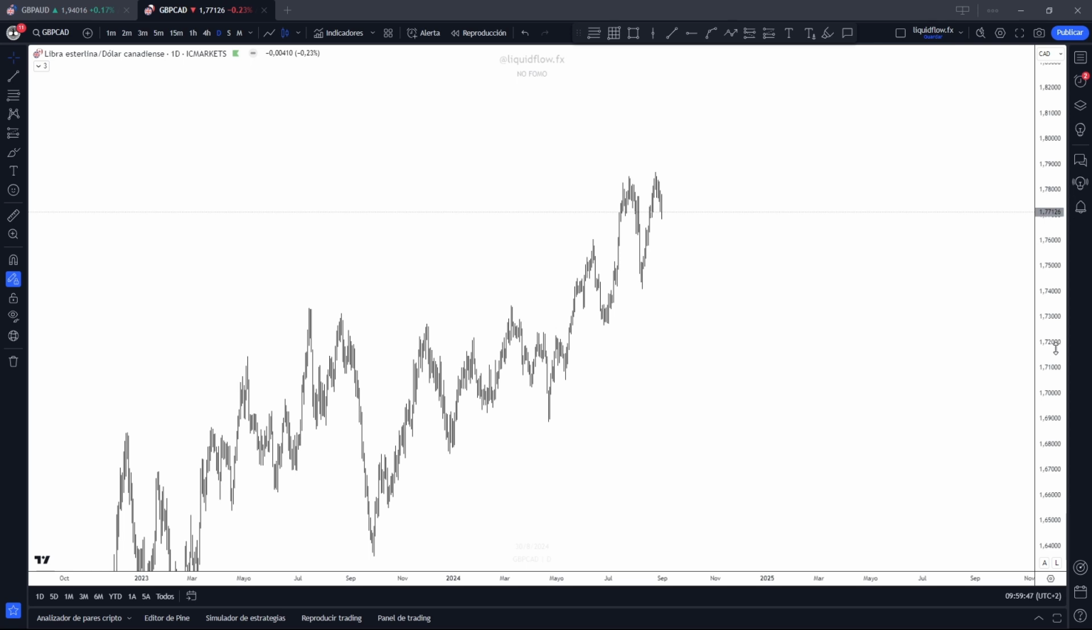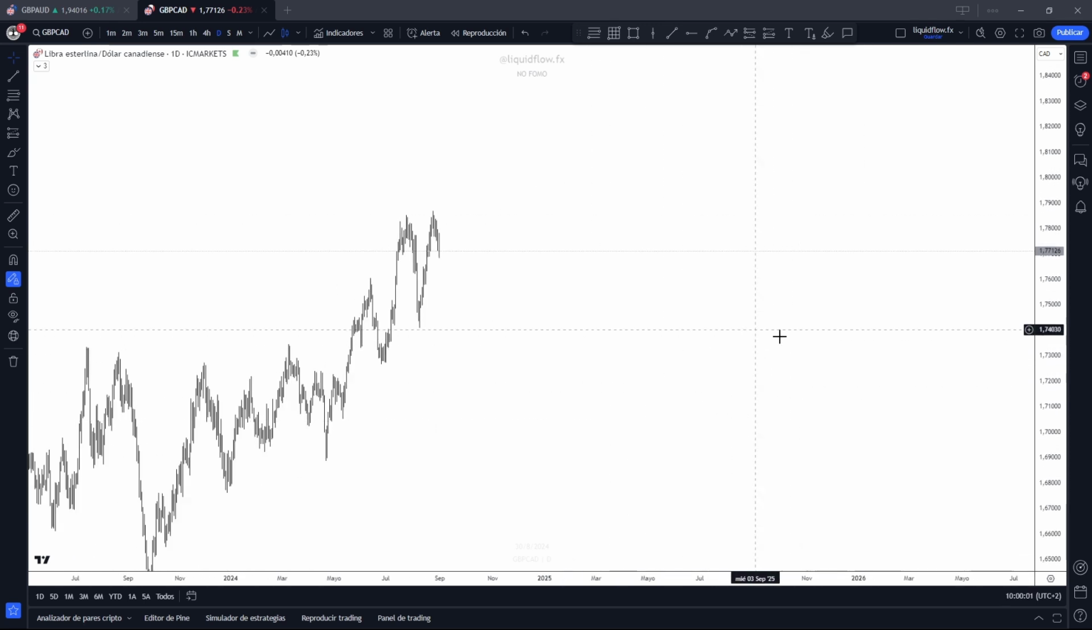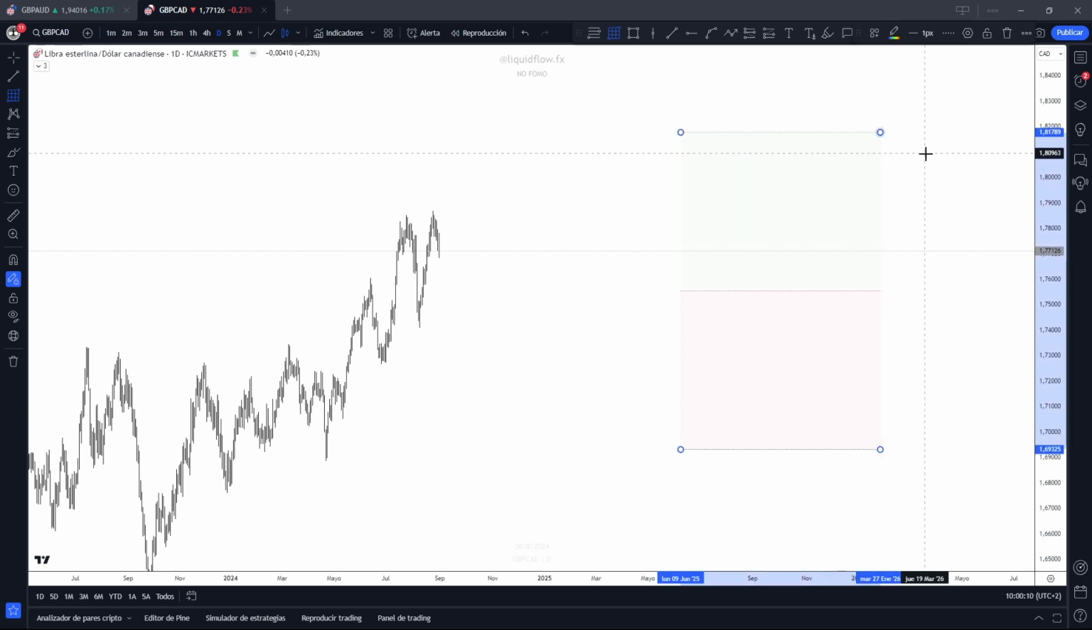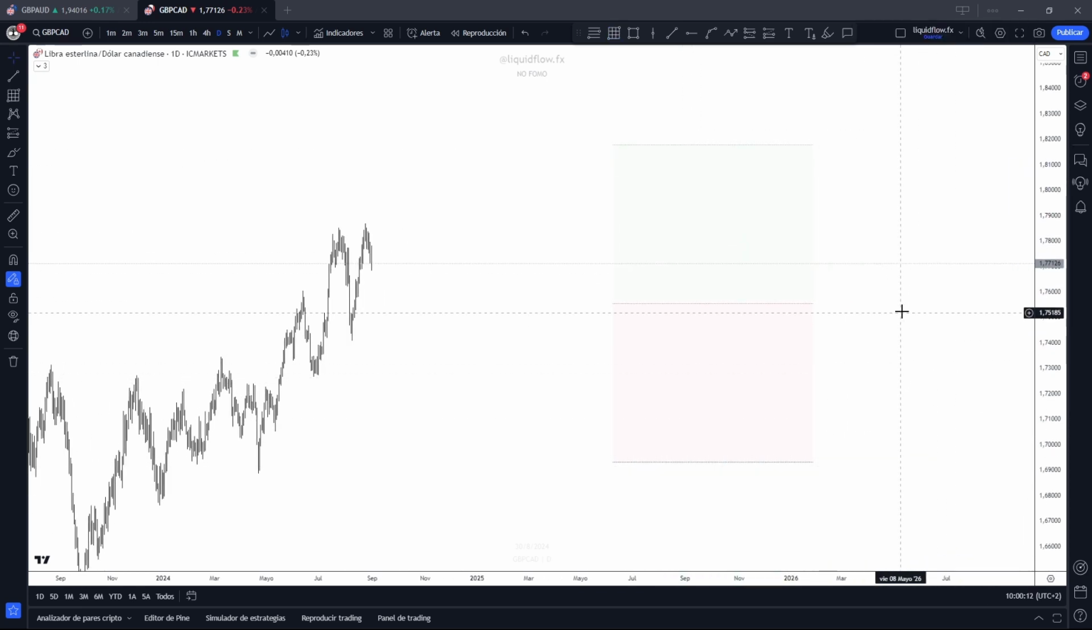Okay, good, welcome. Today we're going to be talking about PD arrays. So what is a PD array actually? Well, the PD array matrix is formed by two things. First is the PD array. And what is a PD array? PD array is premium and discount array.